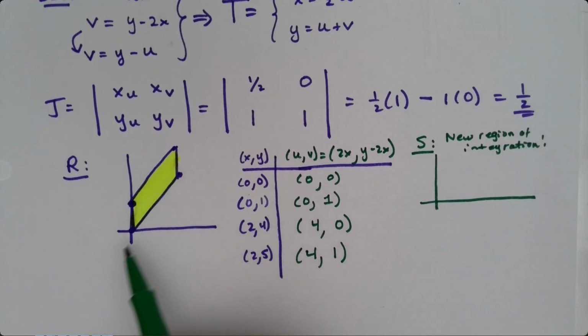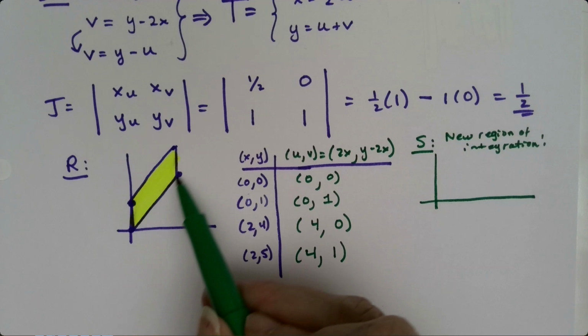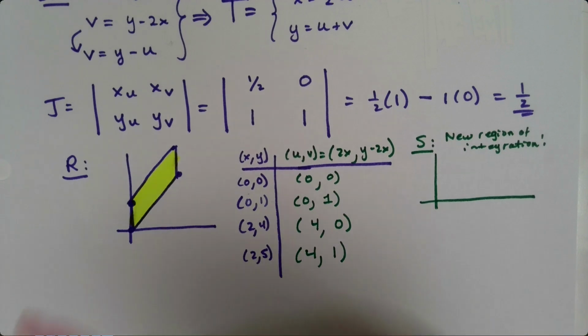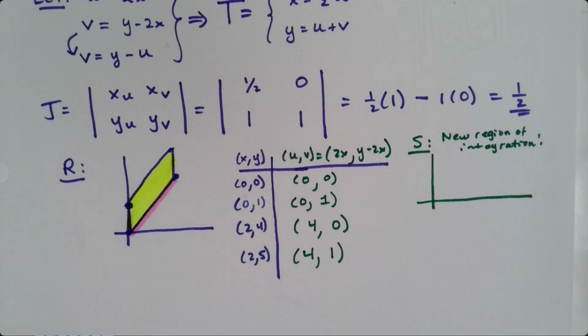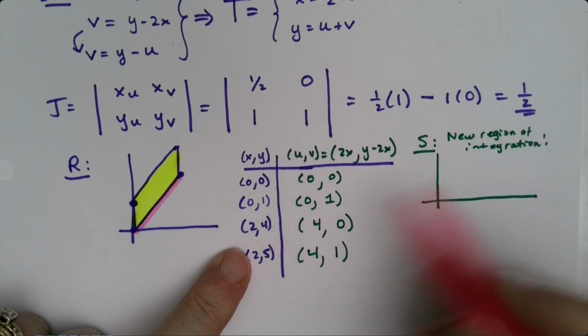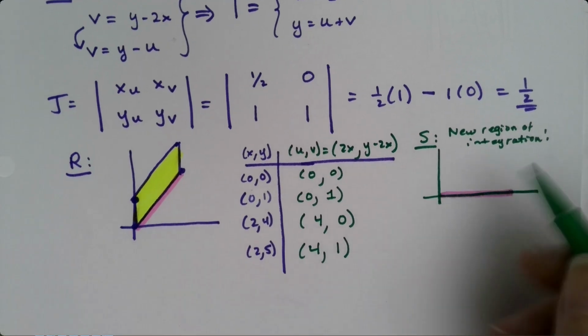Instead of being this parallelogram, let's think. The side that used to go from 0, 0 to 2, 4 would go from 0, 0 still, but what was 2, 4 becomes 4, 0. It goes like that.